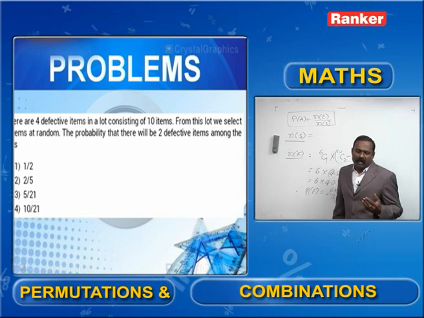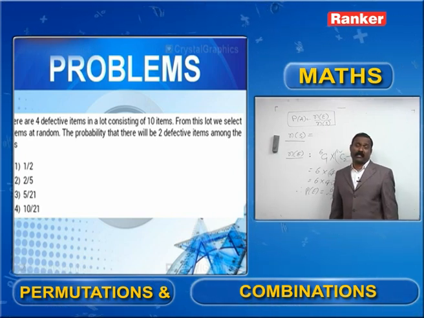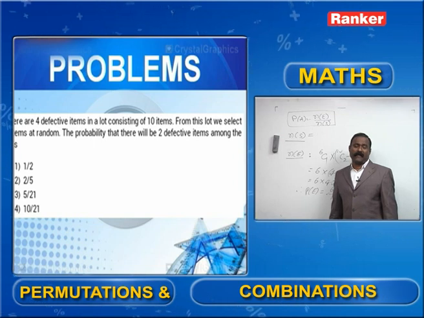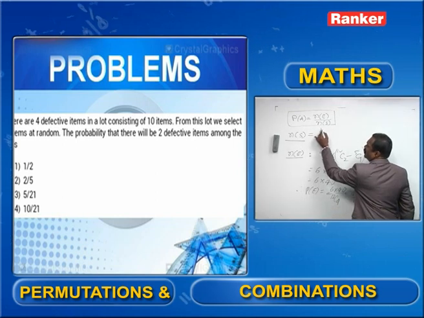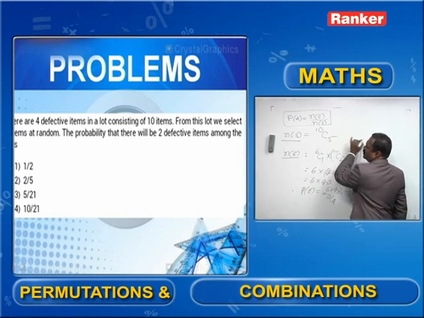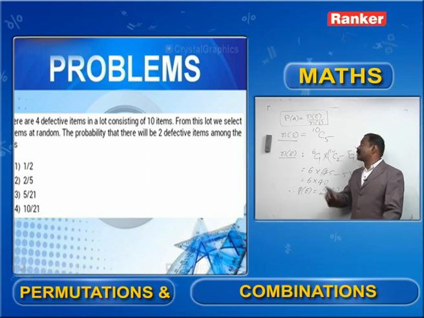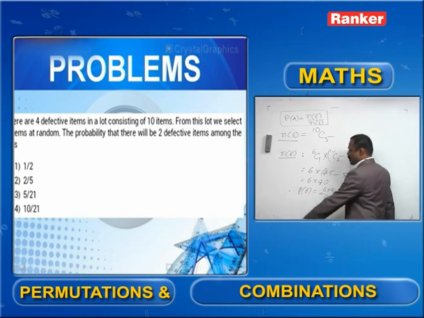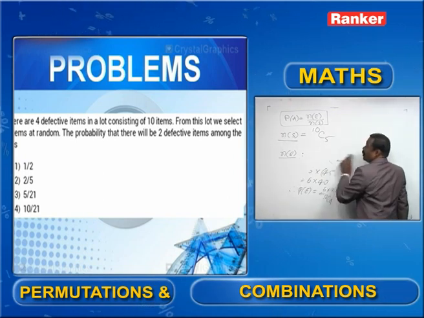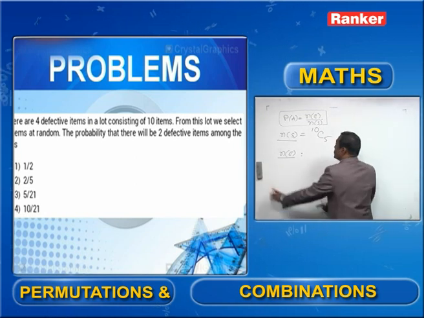How many items are taken? 5 items are taken at random. Go through the problem, please. See the problem. So, 5 are taken. Total number of items are 10. So, from 10, 5 are chosen. So, 10C5. That lot is consisting of 10 items, and from 10 I have taken only 5. It is 10C5. Now, I have got the total number of outcomes.